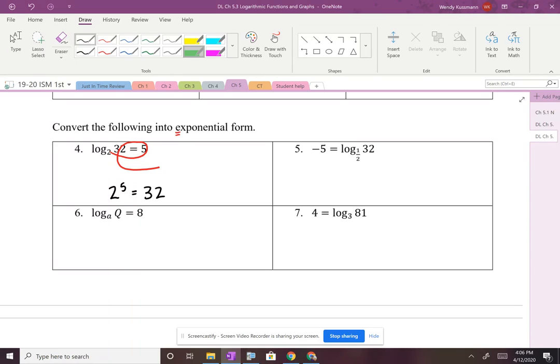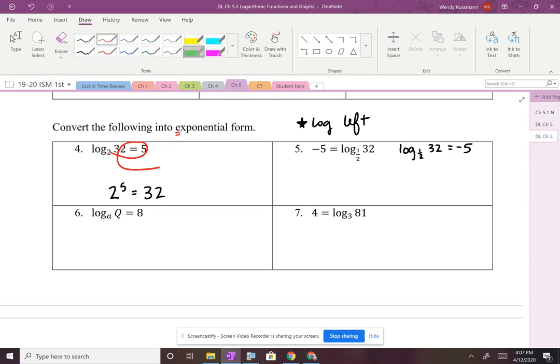Now, the only caveat to using our little e as a guideline of what goes where is that the logarithm, the log, has to be on the left. If it's not, then you can't use it. So looking at number 5, our log is not on the left, but you could just flip the entire equation around to do that. Just put your log base 1/2 of 32 on the left equals -5. It's the same thing. It's fine.